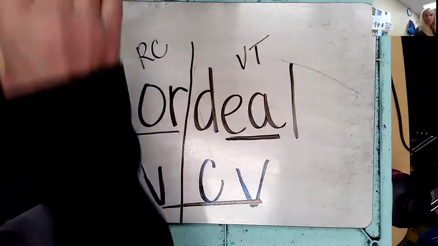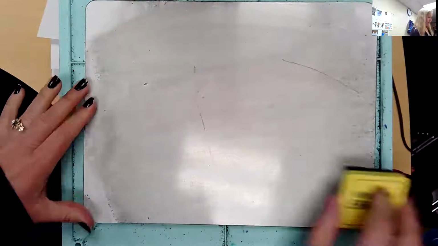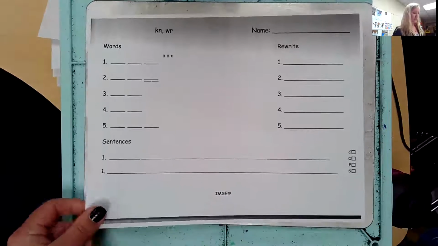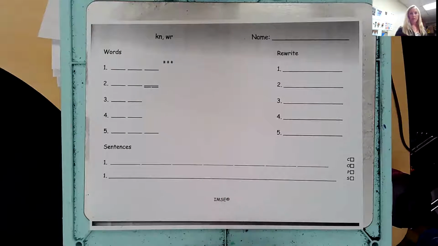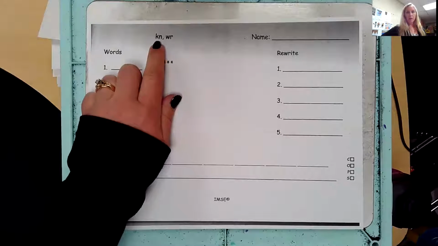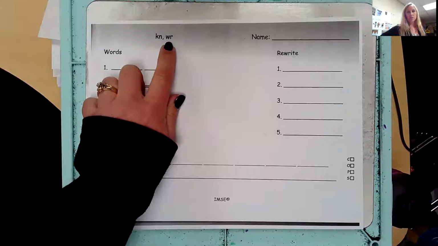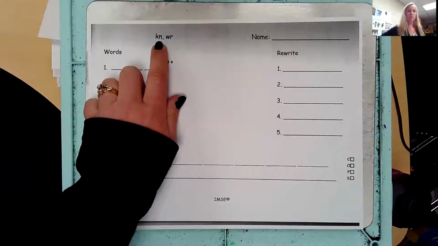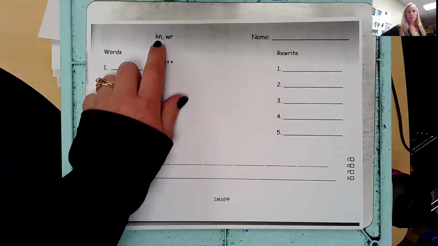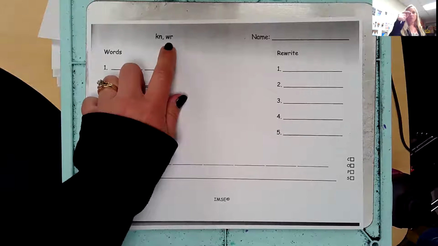All right, erase your boards. You need your dictation book. We are on Unit 6, almost all the way in the back. We don't have very many left. Okay, so you found that page. Remember, we're working on KN and WR. We're going to focus just on these two diagraphs today. I know we learned 3, but these ones are more common. So remember, KN says N, WR says R.